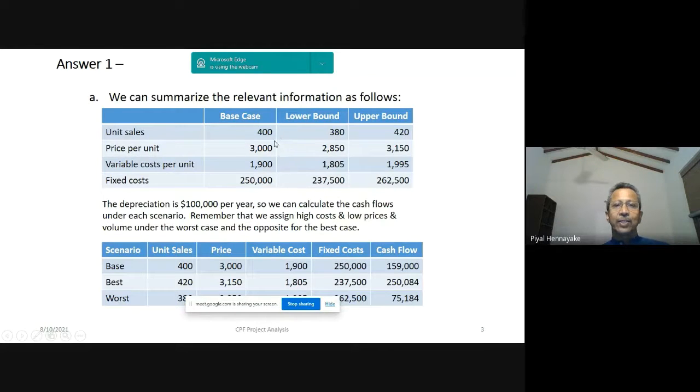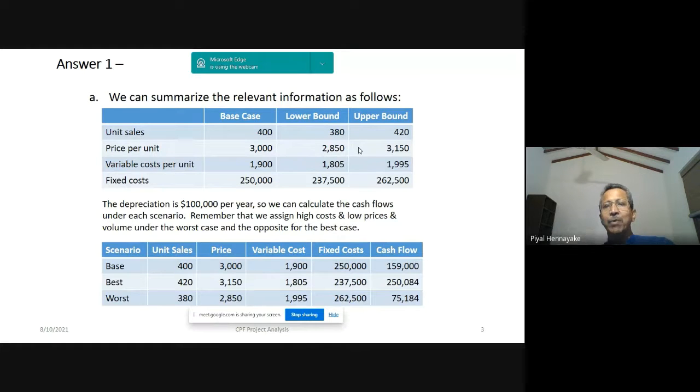So we have base case, lower bound and upper bound, right? Base case unit sales 400, 3,000, 1,900, 250,000. The lower bound is 5% less than the base case. The upper bound is 5% more than the base case, right? And most of you got the best and worst case correct. Now, lower bound and upper bound are not best and worst. We have to look at the best and worst based on the figures.